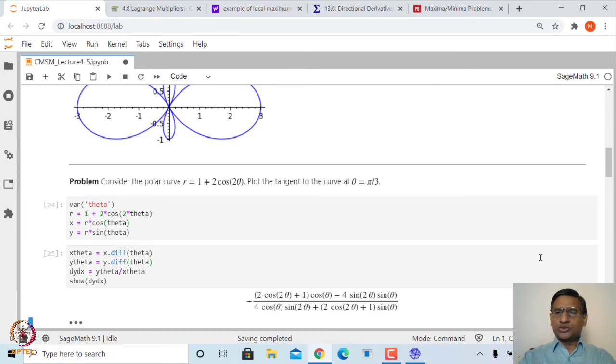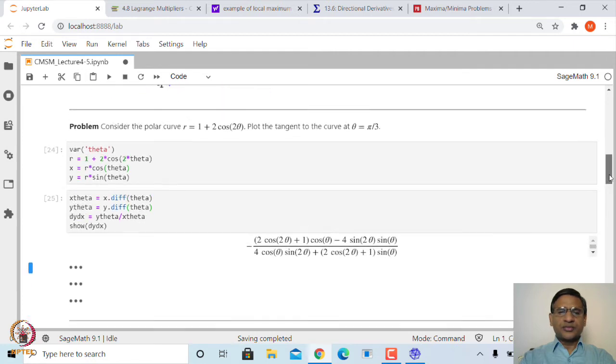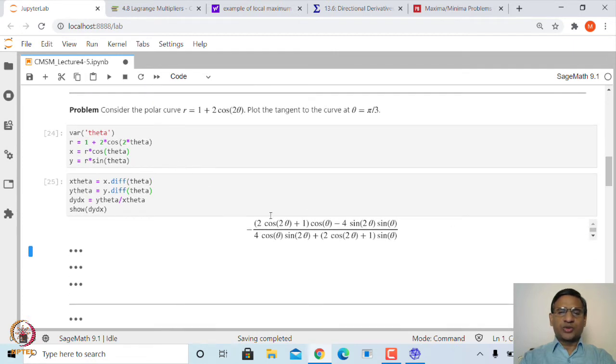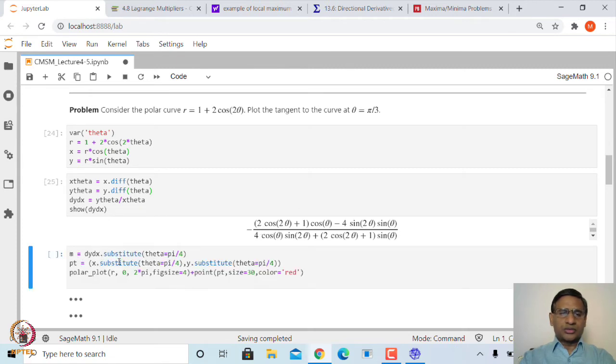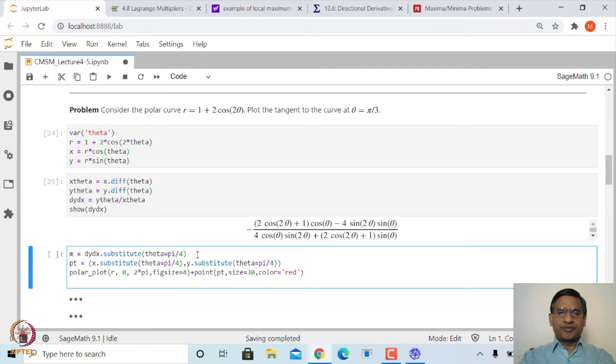You can ask it to show this. So, that is the derivative of this function r is equal to f theta at theta, and you can find out the value of this derivative, that is the slope of the curve at theta equal to pi by 3. Let us make it pi by 3, here also pi by 3, so everywhere I will make it pi by 3.